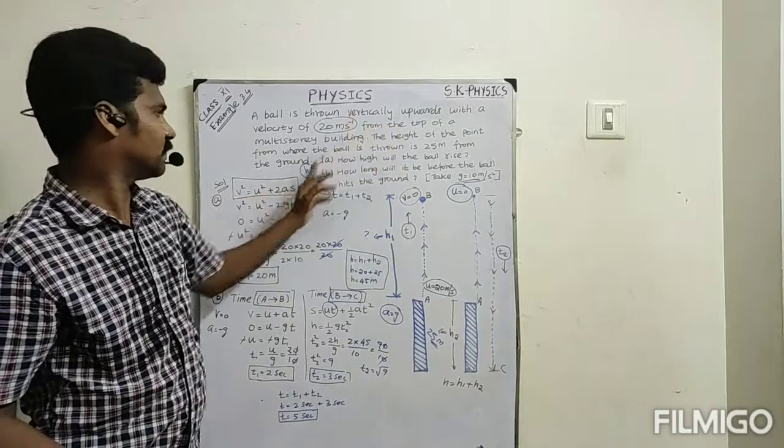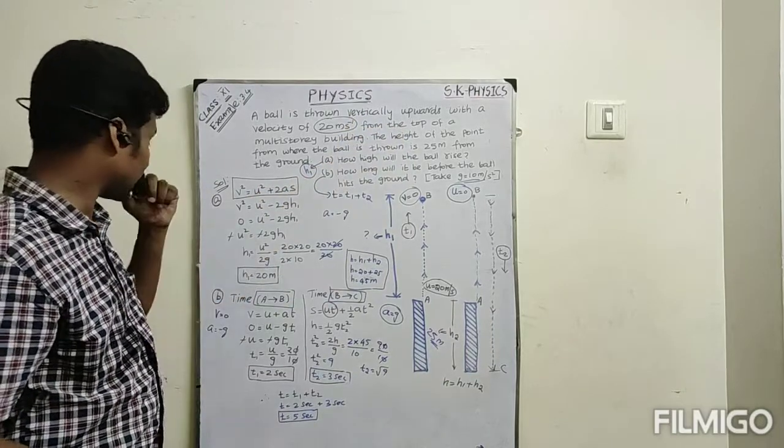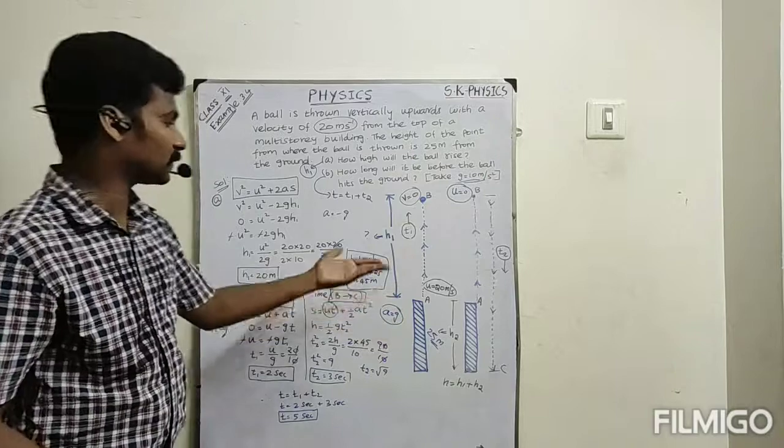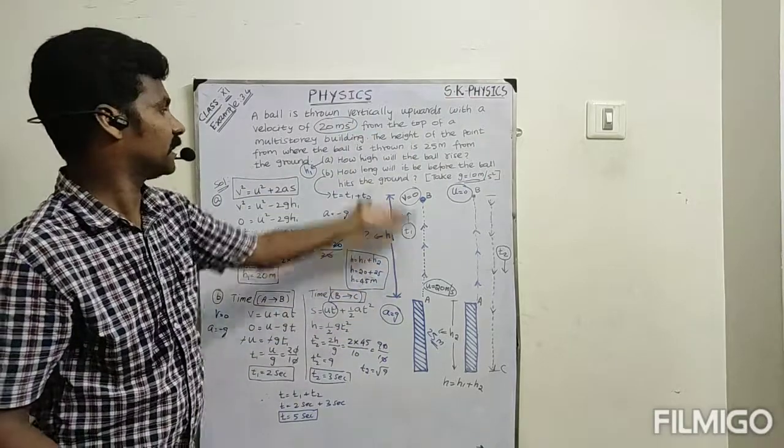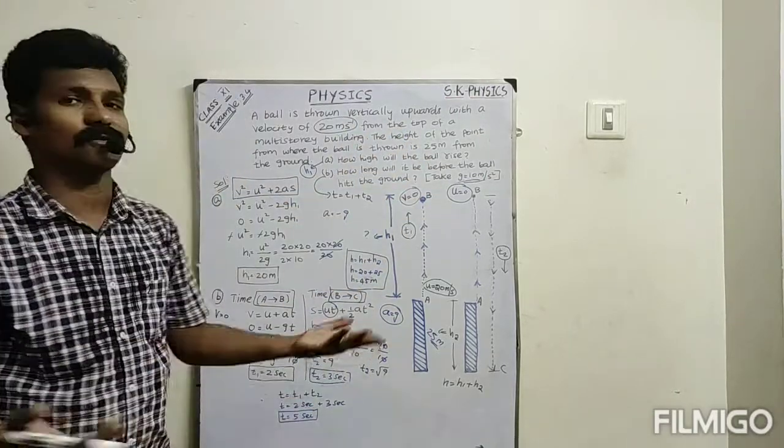So now you know the height covered by the object from the top of the building to the particular height is 20 meter. That is from the A question. And the second one, the object's flying duration, T1 plus T2, is totally 5 seconds.